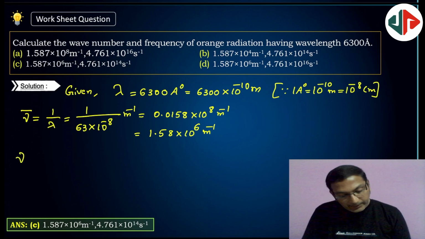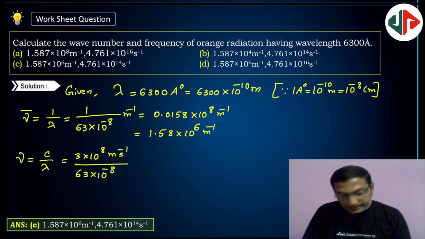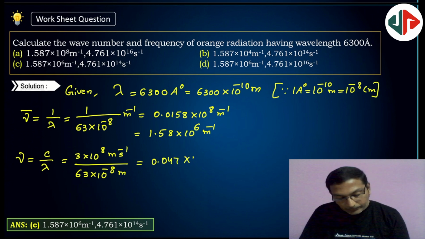Next one more. Frequency nu equals c by lambda. You know c value is 3 into 10 power 8 meters per second by wavelength 63 into 10 power minus 8 meters. Meters get cancelled. You get this value 0.047 into 10 power 16 second inverse or 4.7 into 10 power 14 second inverse.